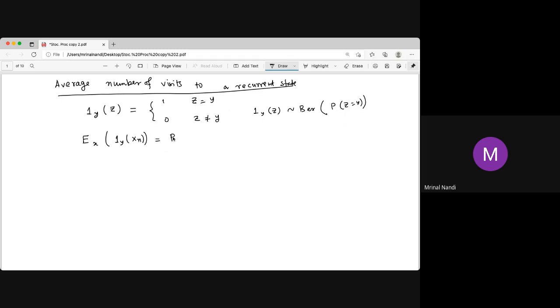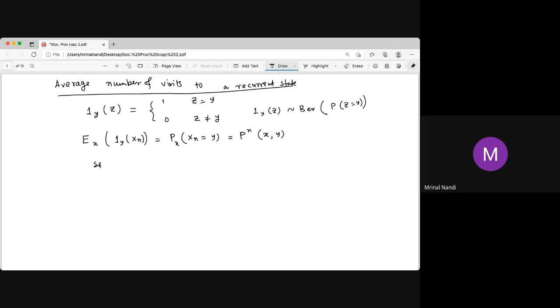So it is just the probability that X_n equals y, conditional on starting from x. This probability is the expectation of this random variable starting at x. Now, what is this? You start from x and reach y at n steps. That means it is the n-step transition probability function from x to y. This expectation with respect to this random variable is very important. Let us see why we use this random variable.